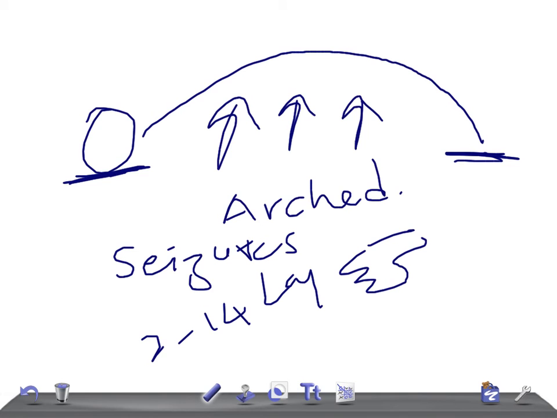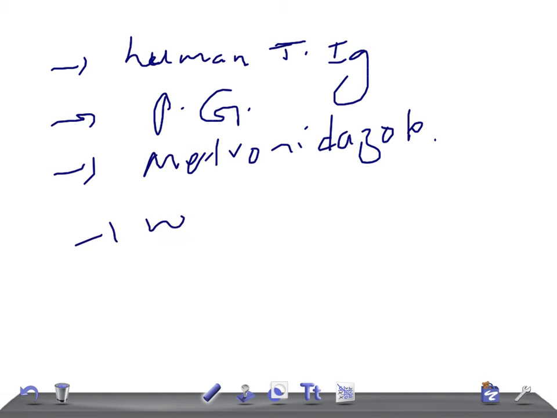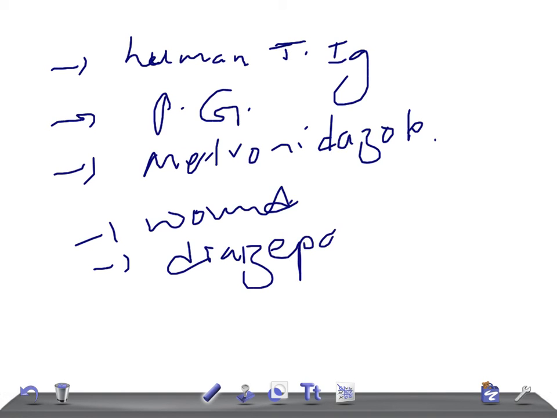So how would you treat it? One, you can give human tetanus immunoglobulin. Rapid administration is really very important. Then we can give penicillin G or metronidazole. Surgical excision and debridement of the wound: if there's a wound, there should be debridement of the wound. Muscle relaxants such as diazepam can be given to prevent collapse of the respiratory system.